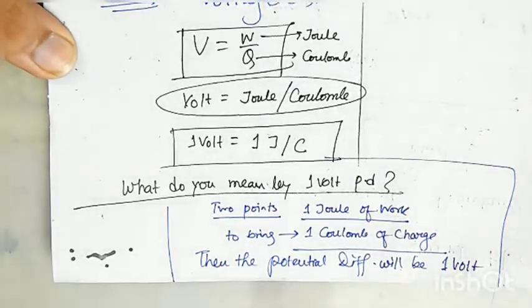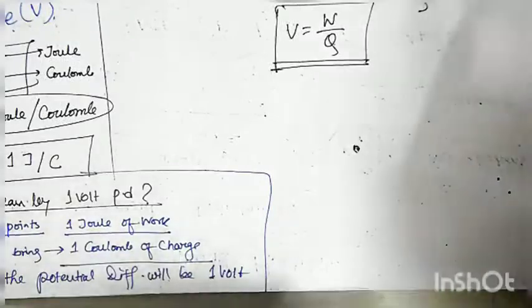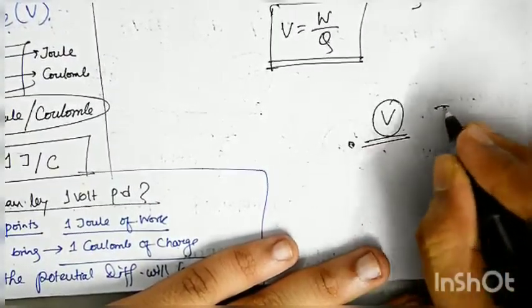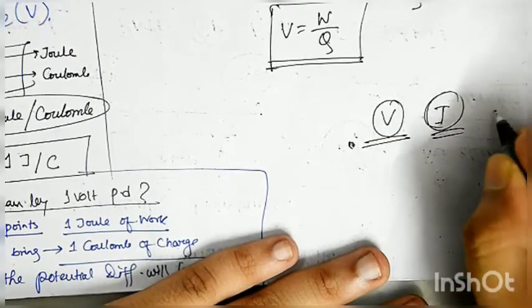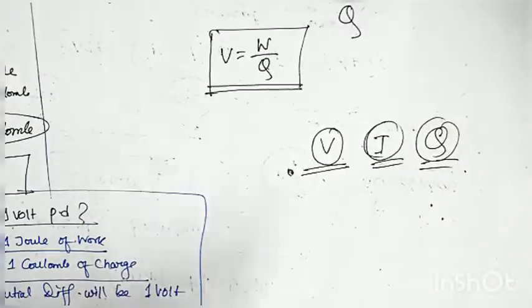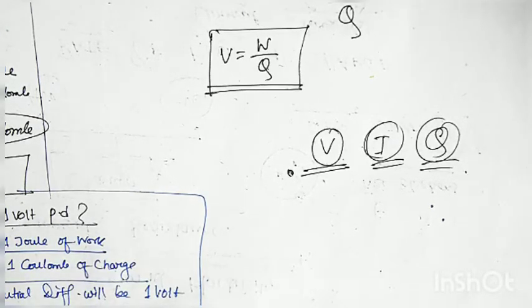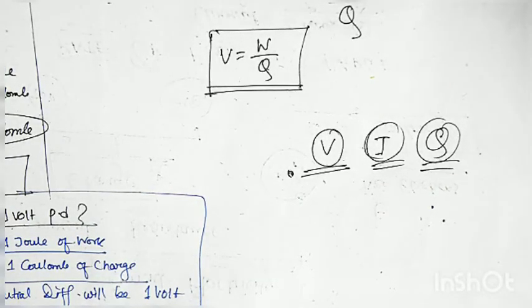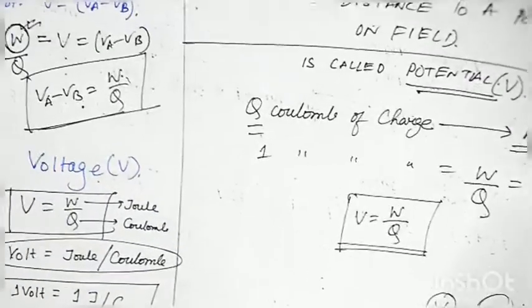So we have 3 quantities in our knowledge: potential difference V, current I, and charge Q. These 3 things we have understood so far. This is the ending of the first lecture. You have learned this much already in class 9. We have just recapitulated and understood it in a little more detail.